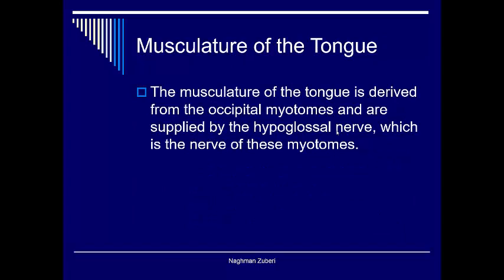The musculature of the tongue is derived from the occipital myotomes and is supplied by the hypoglossal nerve, which is the nerve of these myotomes.